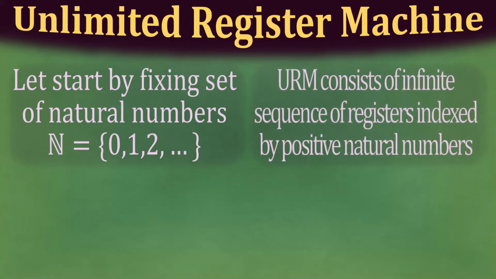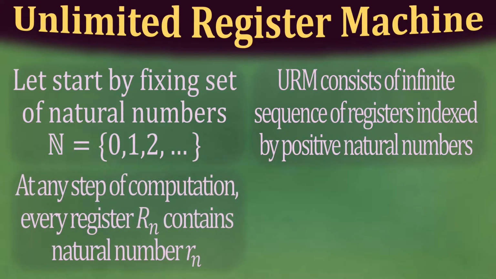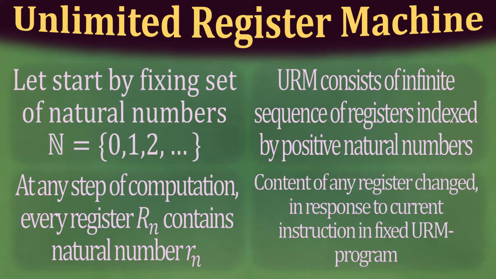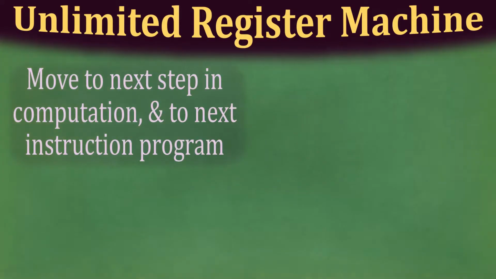An unlimited register machine, or URM, consists of an infinite sequence of registers indexed by the positive natural numbers. At any step of a computation, every register Rn contains some natural number lowercase rn. The content of any register can be changed in response to the current instruction in a fixed URM program. Then we move on to the next step in the computation and to the next instruction in the program.